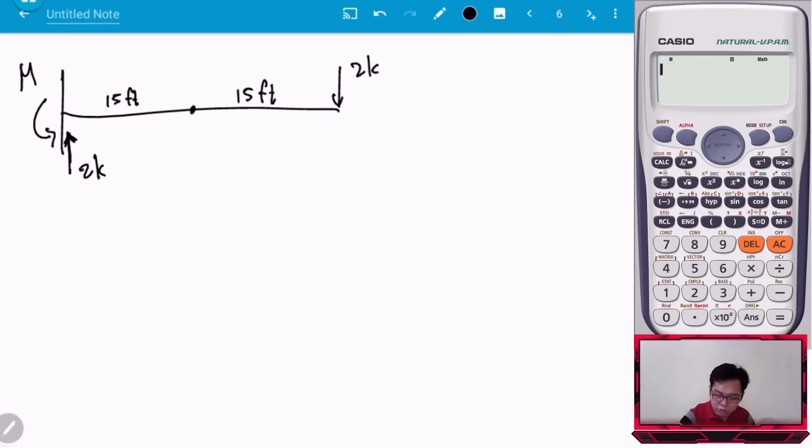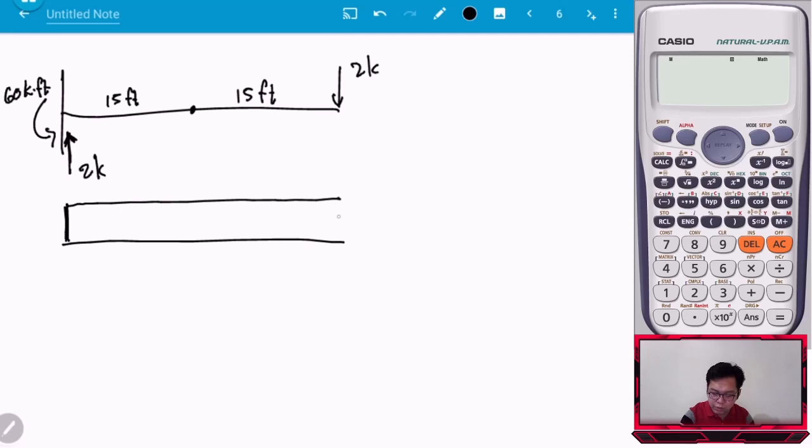Okay, so, burahin ko muna to. Lagay ko lang dito agad, 60 kip feet, ganun. Yan. Okay, so anyway, I'll try to draw the shear diagram. So, ang shear diagram nito, guys, from the figure, di ba? Nasanayan natin na magsimula tayo sa left, no? So, upwards, 2 kips, positive. And then, constant, so straight line lang. And then, downwards, 2 kips. Okay? So, this is actually a positive shear.